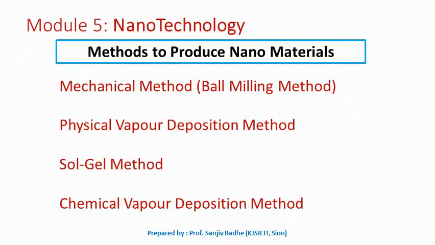Now let us discuss some of the methods which are used to produce the nanomaterials. All these methods will either use a top-down approach or a bottom-up approach. So first we will start the discussion on the mechanical method, which is called the ball milling method. Then we will go for the physical vapor deposition method. These are physical methods. Then the sol-gel method and chemical vapor deposition methods. These are the chemical methods.